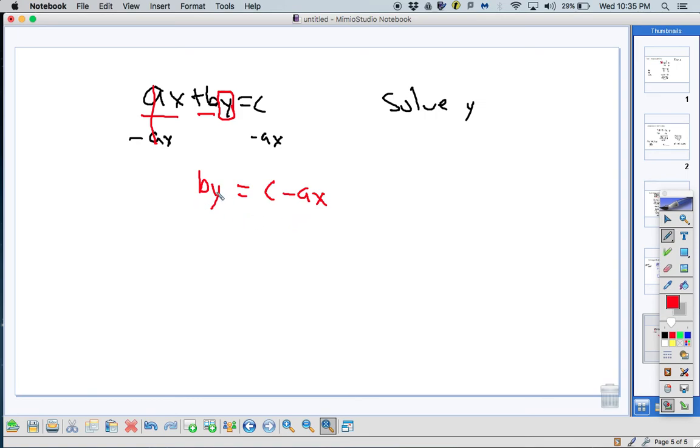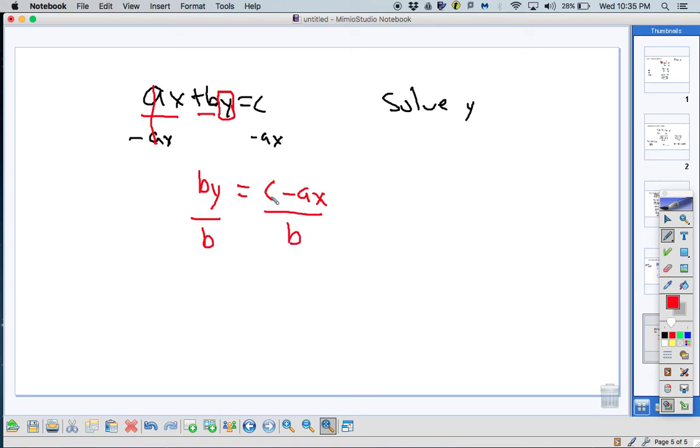Okay, the next thing I need to do is I still need to get y by itself. Remember, this is a times problem. Yes, I know it says by, which is kind of interesting, but that's just by coincidence. This is a times problem. I need to get rid of this b. We're going to do it by dividing because it's a multiply problem, so I'm going to divide. And if I do it on one side, I have to do it to the other side.